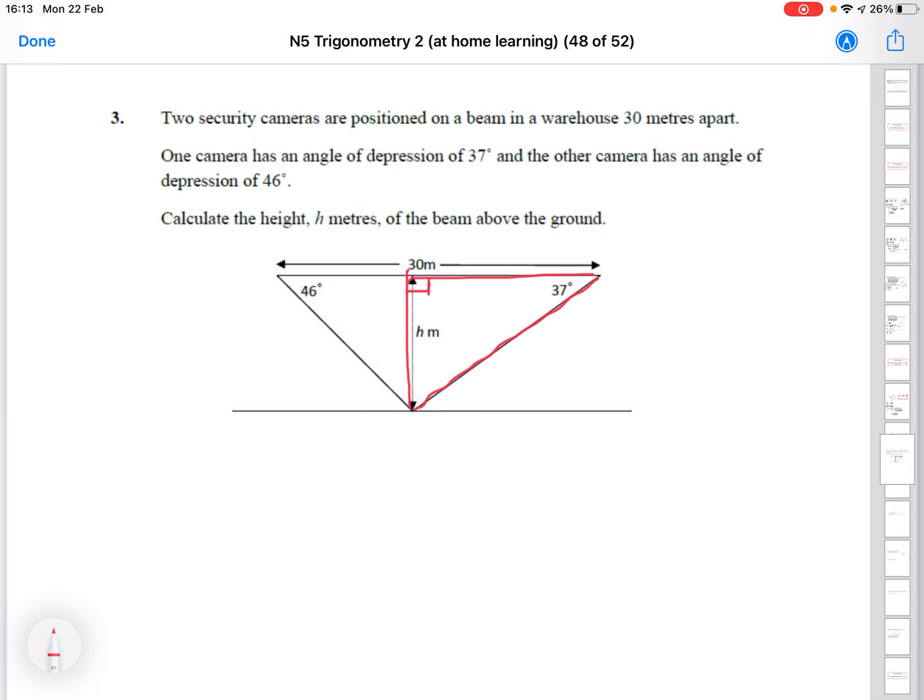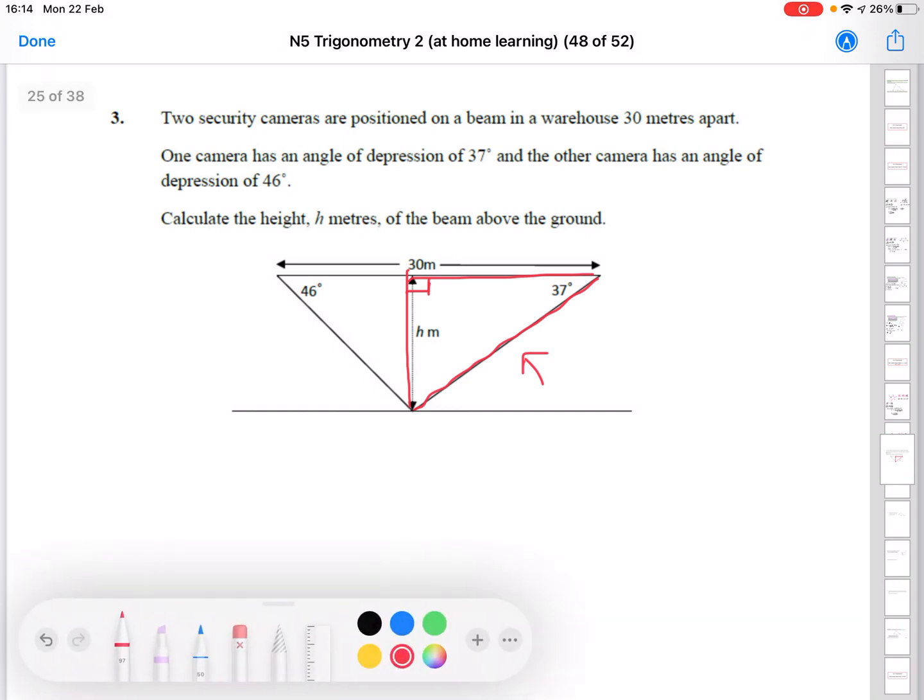To use SOHCAHTOA, you need to have an angle and one of your sides to then find a missing side. So if I find this side here first, then I can do a simple SOHCAHTOA in that right angled triangle to find that vertical height. So if we think of the bigger picture, that side that I've drawn the arrow to, I need to find that side in my triangle first of all.